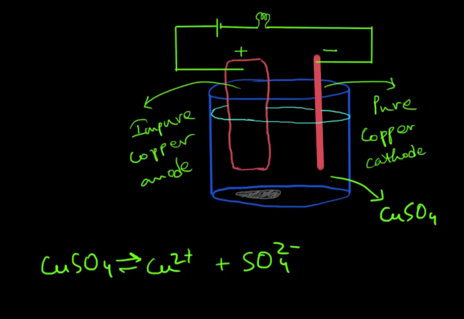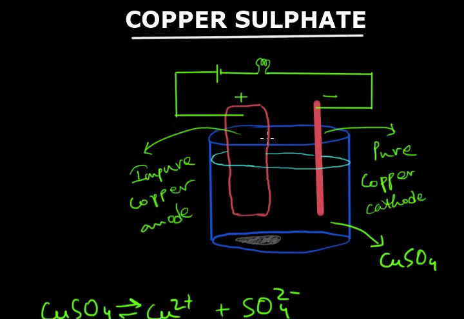Now in this case we are using two electrodes which are made of copper. The positive electrode or the anode is made of impure copper, and the negative electrode or the cathode is made of pure copper. In the process of electrolysis, what happens?